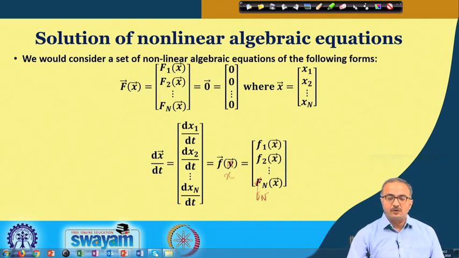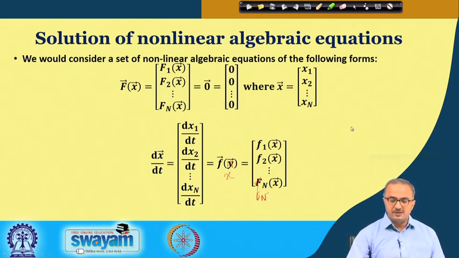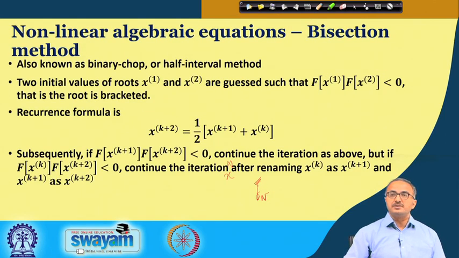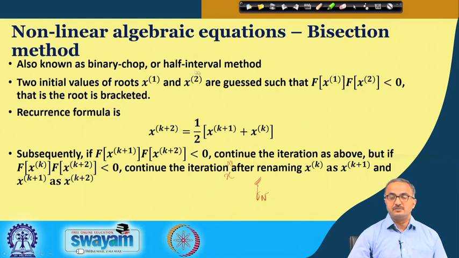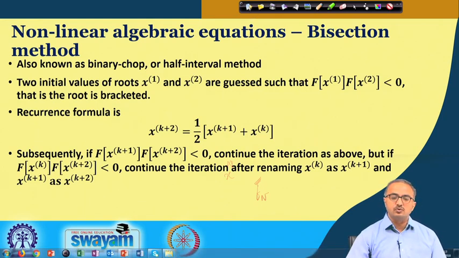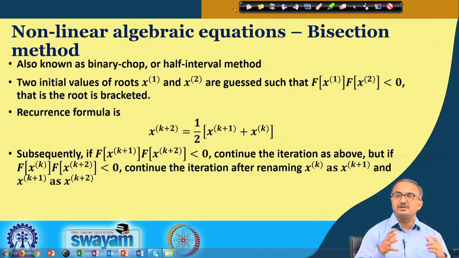Now, in this particular lecture, what we shall do? We shall be focusing only on the algebraic equation. So, first I go to one very simple way of solving, that is the bisection search. This method is also known as binary chop or half interval method. As the name suggests, in this method we try to halve a particular interval, dividing it into equal parts, to find the root of the equation.